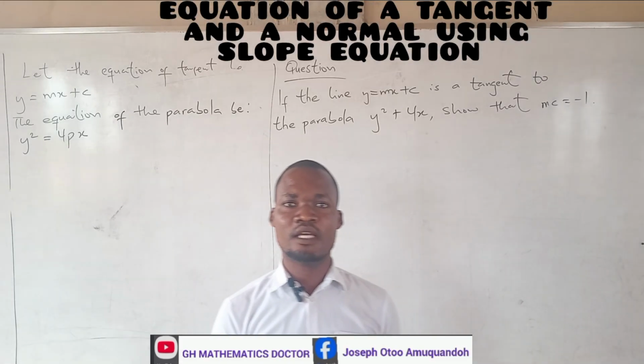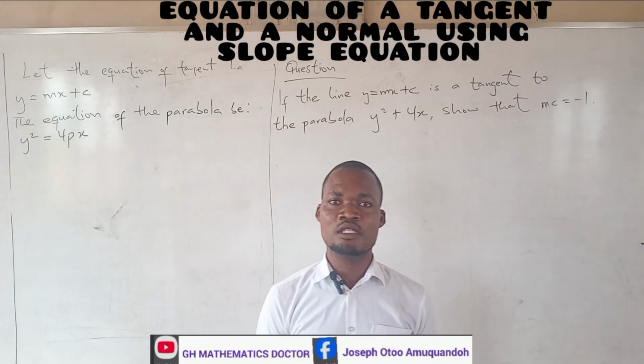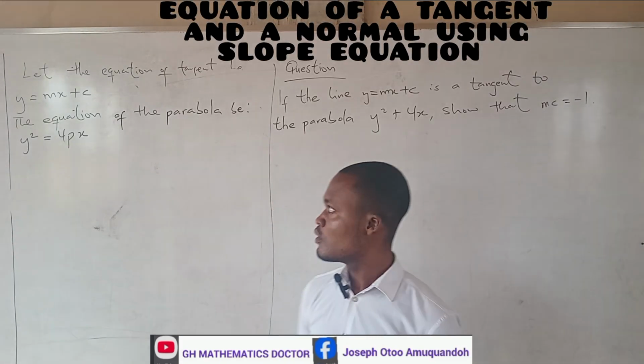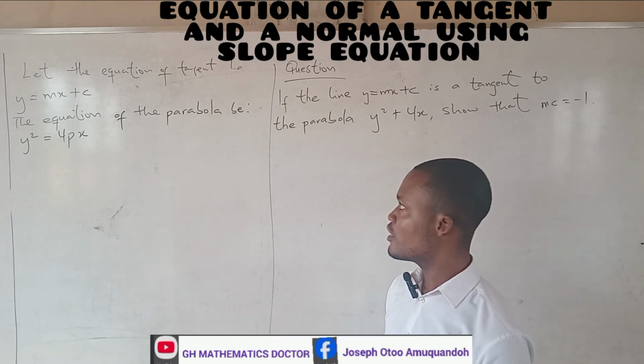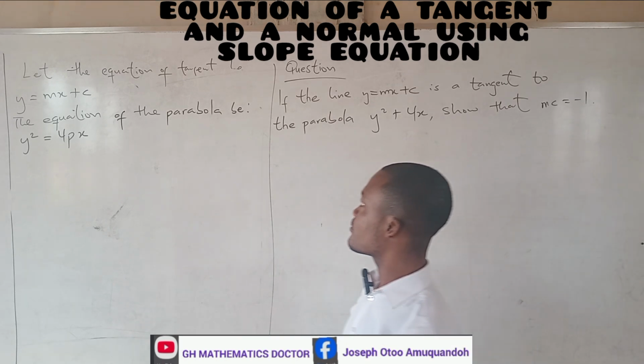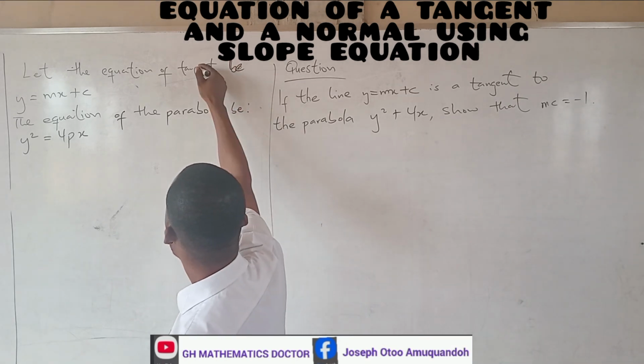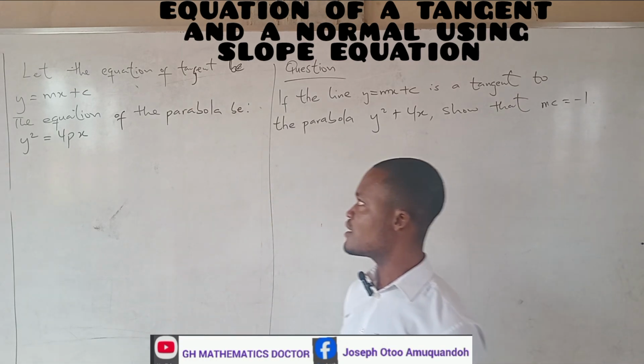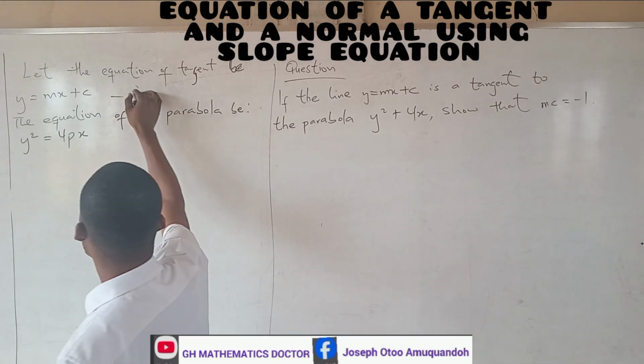Let's look at how to find the equation of the tangent using the slope equation method. So we have a question on the board. Let the equation of the tangent be y equals mx plus c. So this becomes our first equation.